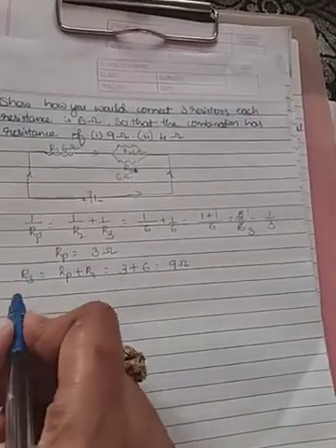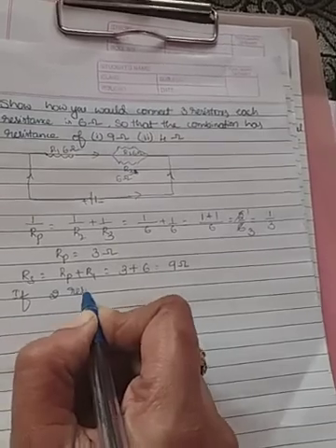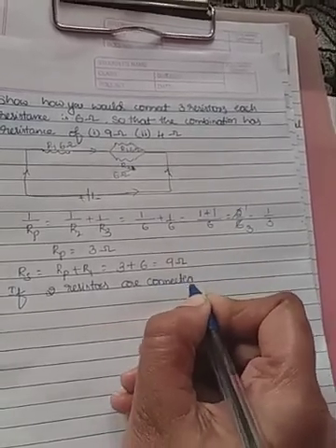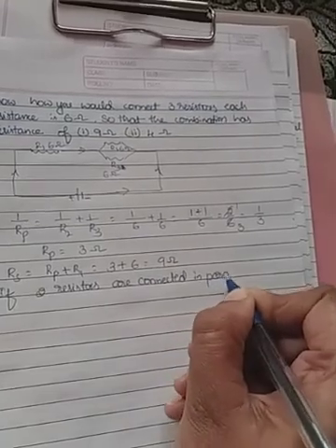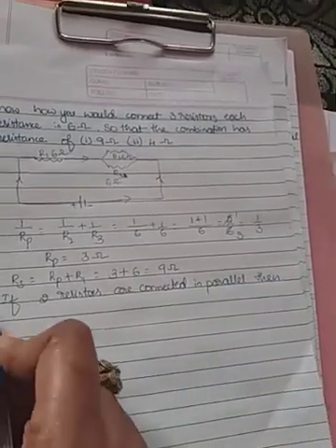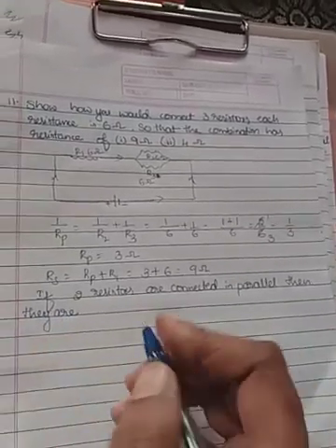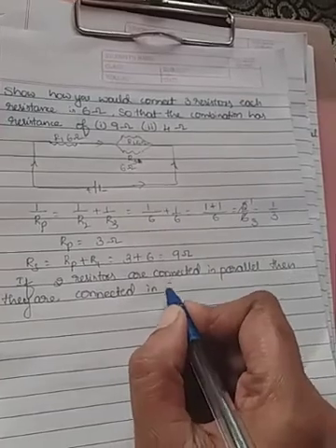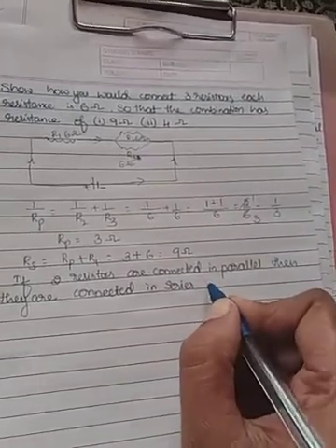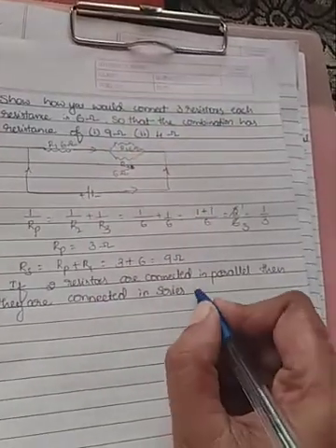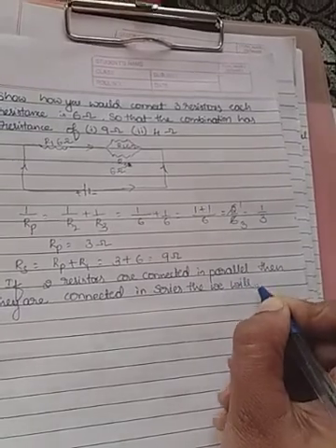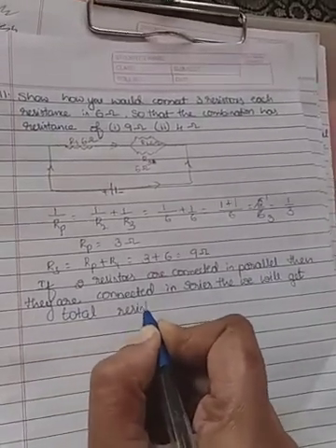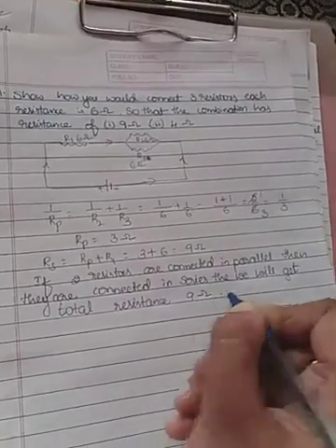So we got the answer, right? So you have to write, if two resistors are connected in parallel, then they are connected in series, then we can get the total resistance, which is 9 ohm. Let us calculate the next one.